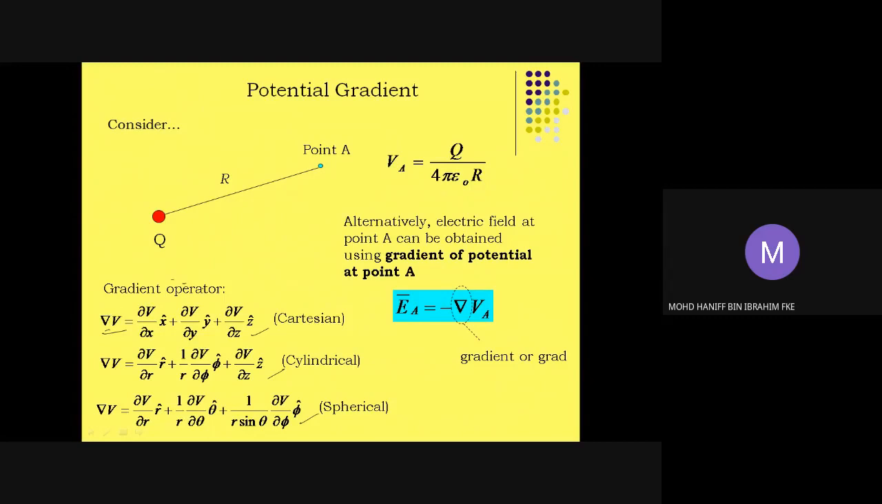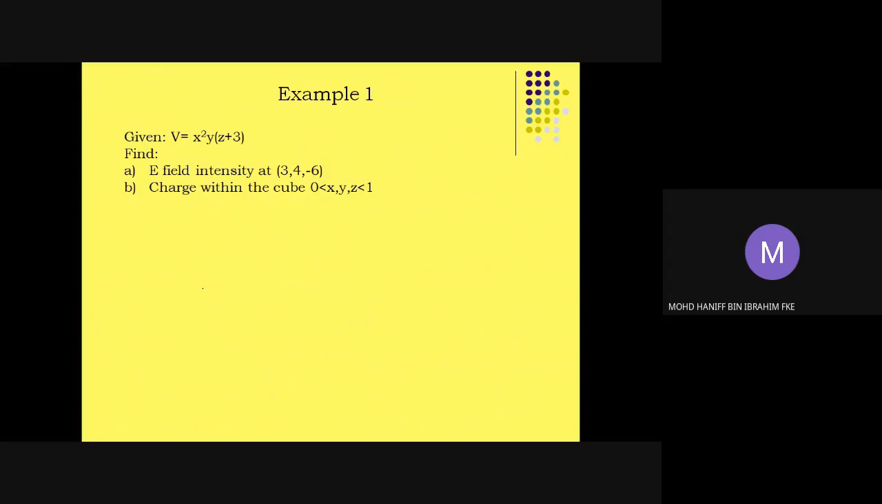Okay, so let's have a look at example number 1 to ensure that you really understand this concept of potential gradient. We are given that the potential V is x squared y multiplied with z plus 3. We need to find the E field intensity at the point (3, 4, -6).